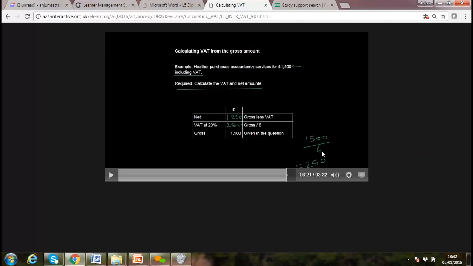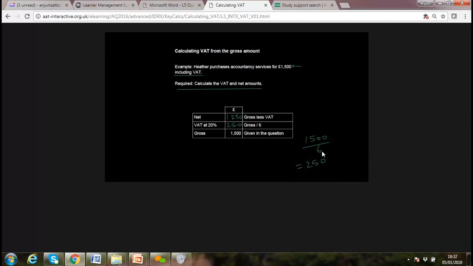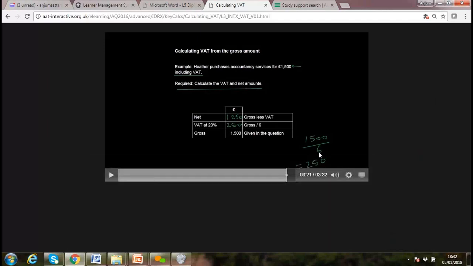Instead of multiplying by 20 and dividing by 120, I'll straightforwardly divide by 6. So 1500 divided by 6, I can find out how much VAT is included within the 1500 pounds. So 250 is my VAT, 1250 is the amount of the item we bought which cost us 1500, but actually 250 we can claim back from HMRC.